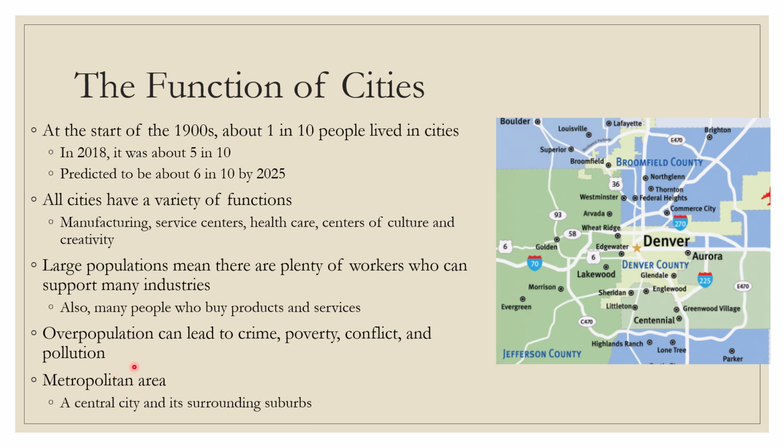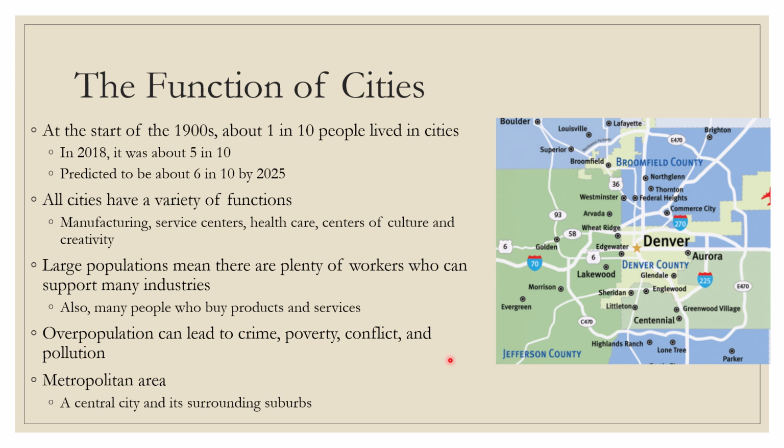We talked about overpopulation and how bad that can be. It can lead to crime, poverty, conflict, pollution, some really bad stuff happens. And then if we look at a big city, we are generally talking about the metropolitan area. So you have a central city and then surrounding suburbs or surrounding smaller cities.